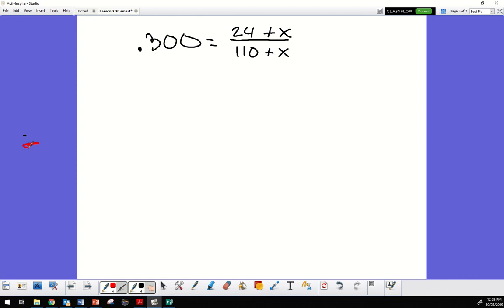Now we're going to go through and try and solve for this. To solve for this, I need to multiply by the common denominator. My common denominator in this case is what? X? No, it's not X. It's got to be the whole thing. 110 plus X. It's the whole denominator, right? So I'm going to multiply by that, and I've got to do it to both sides.